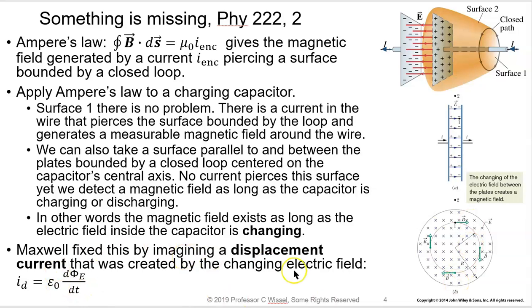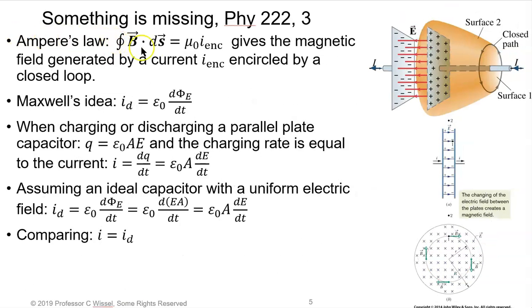Maxwell fixed this situation by imagining a displacement current that was created by the changing electric field: I_D equals epsilon naught dΦ_E/dt. Now, remember, Φ_E is E times A, and what's changing in here is the electric field, not the area. So I_D equals epsilon naught A dE/dt. Ampere's law, which says the integral of B dot ds equals mu naught I enclosed, gives a magnetic field generated by a current I enclosed, encircled by a closed loop. Maxwell's idea is that I_D equals epsilon naught dΦ_E/dt.